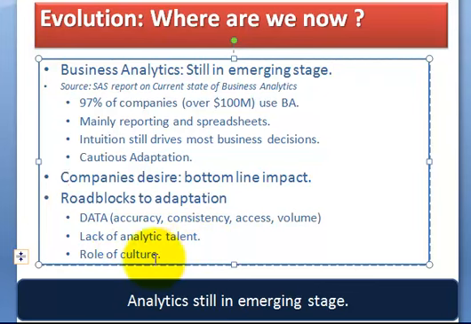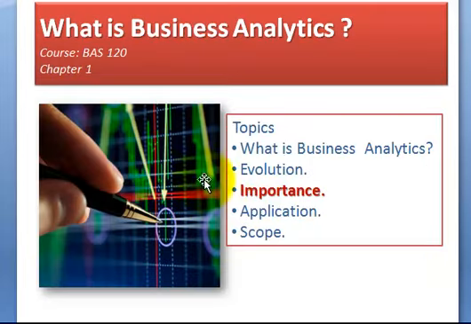And then lastly, there's a role that culture plays in this. A lot of folks have grown up in the era where they're not used to volumes of data, which tends to be the executives in the corporation, tend to be older folks. And there tends to be some reluctance there to utilize some of the new technology. So that's where we stand today in business analytics, and there are some roadblocks to overcome. So hopefully we've explained what business analytics is, the evolution, where we are today. Let's talk about why it's important.